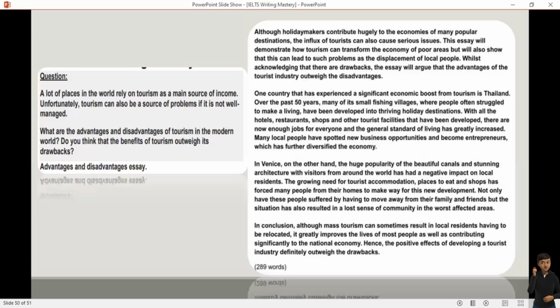In conclusion, although mass tourism can sometimes result in local residents having to be relocated, it greatly improves the lives of most people as well as contributing significantly to the national economy. Hence, the positive effects of developing a tourist industry definitely outweigh the drawbacks.